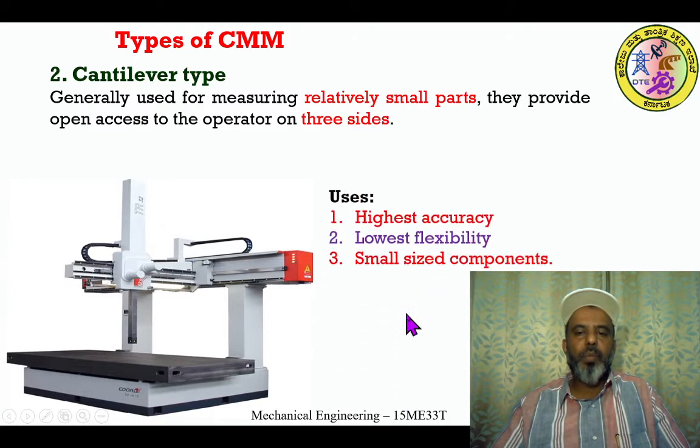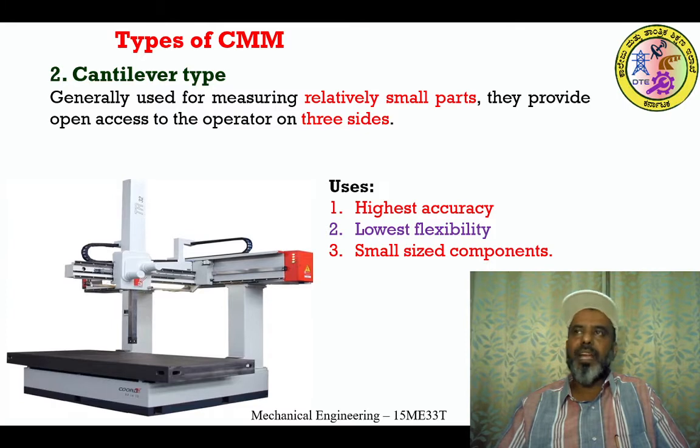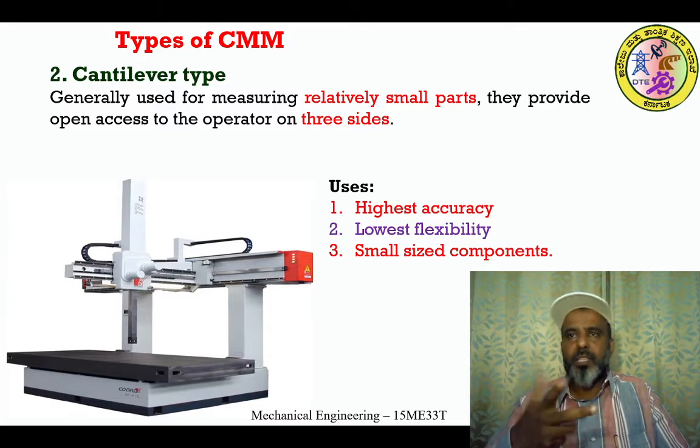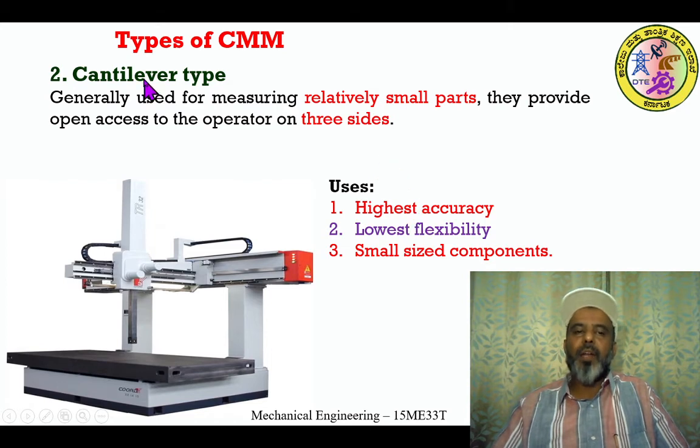Now coming to the uses, these cantilever types are generally employed for highest accuracy. Remember this. These cantilever types are generally employed for highest accuracy. We have discussed the different 5 types. For the highest accuracy, we generally go for cantilever type, and also this cantilever type is used for small sized components, and it has lowest flexibility.